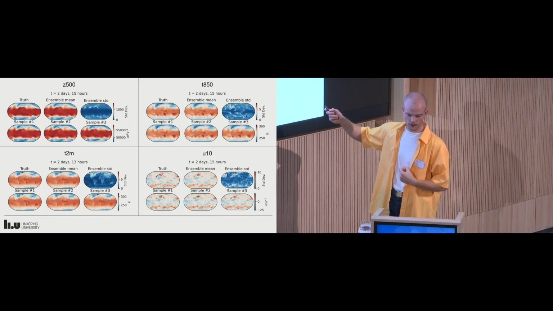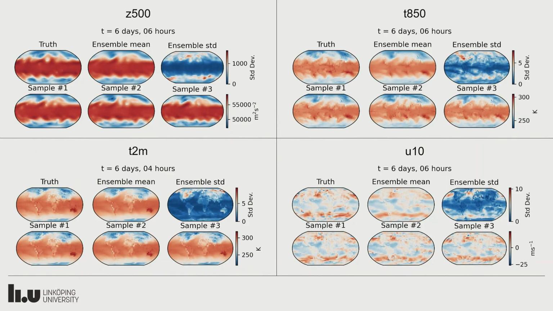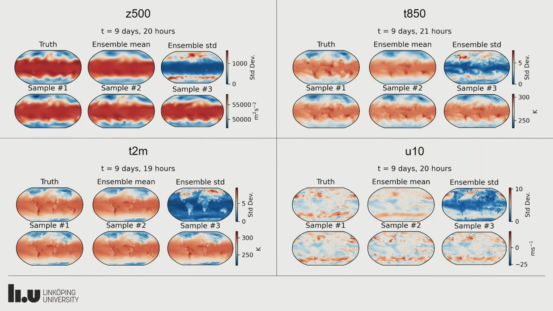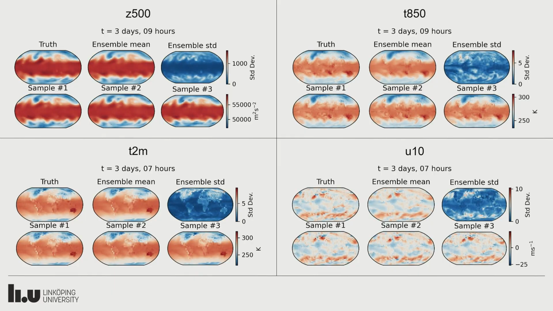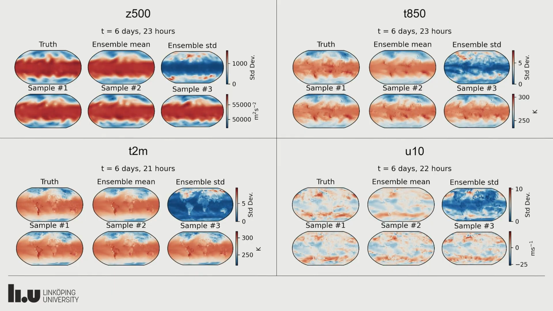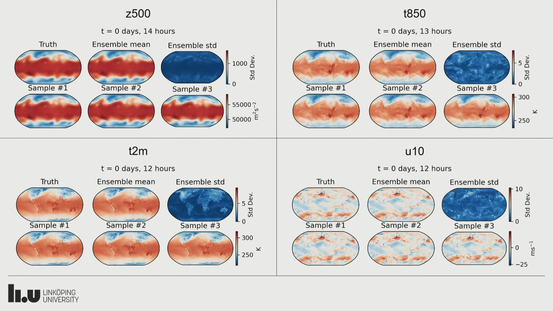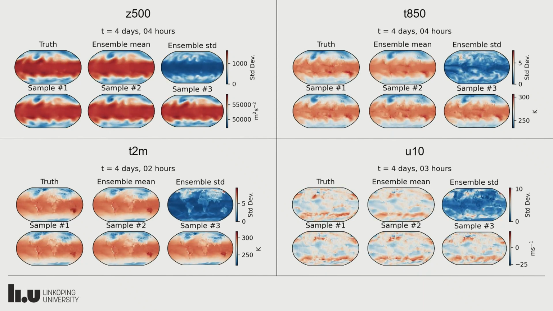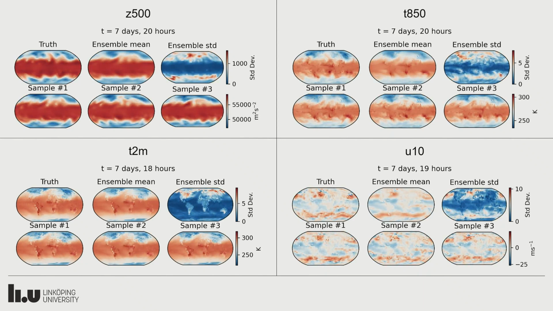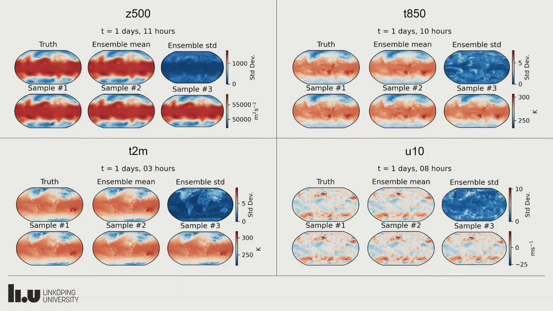And I promised I'd show you the trajectories also. So here are 4 of the atmospheric fields, and we have 3 samples: the ground truth, the ensemble mean, and standard deviation. And if you stare at these long enough, you can convince yourself that it is actually continuous in time.